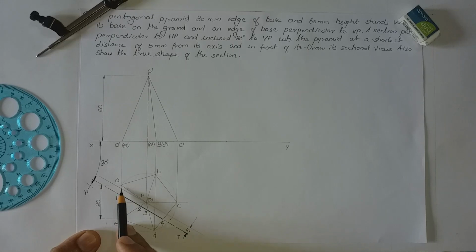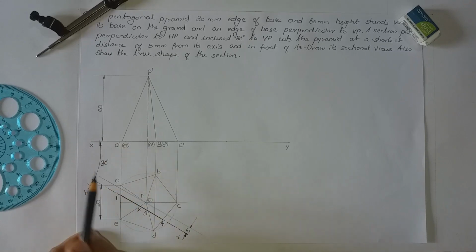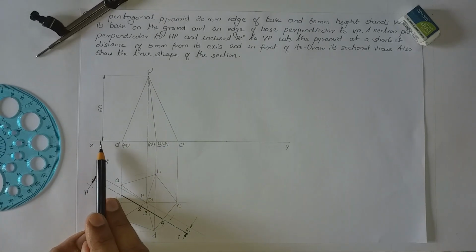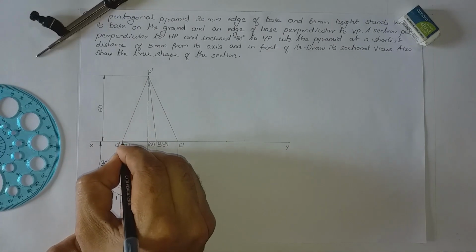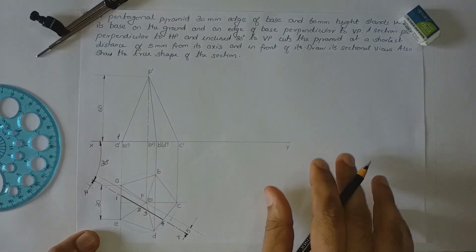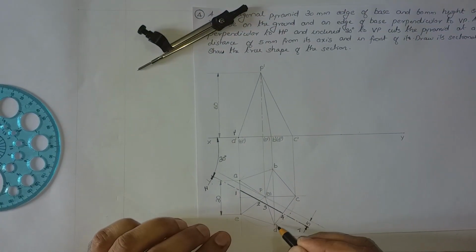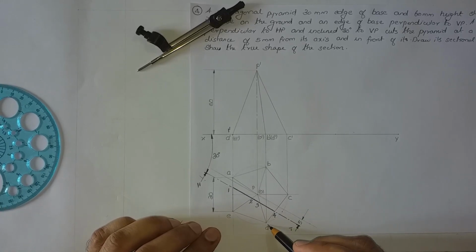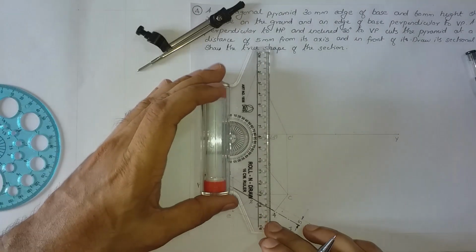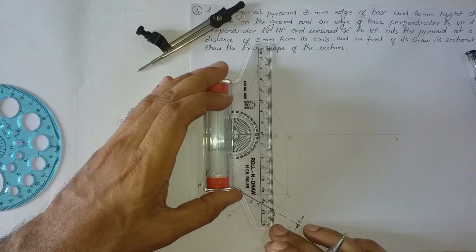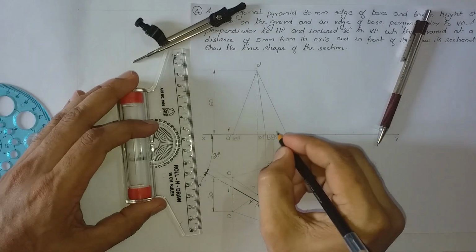Here 1 is on edge AE. So in the front view, when you notice AE, it is a point. So here this is a point because AE is perpendicular to VP, that is perpendicular to the XY line. So point 1 will be exactly here itself. So let us mark this point as 1 dash. Now 4 is also on a base edge. So it is on base edge DC. So let us extend projectors from 4 to the base edge DC in the front view. So this will be point 4 dash.